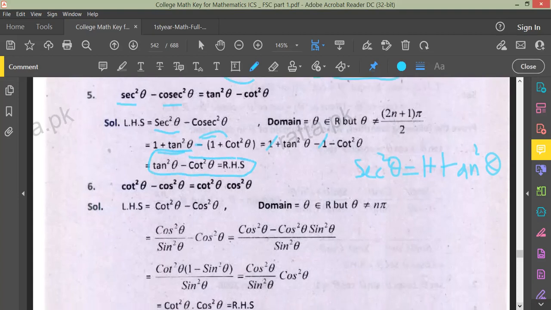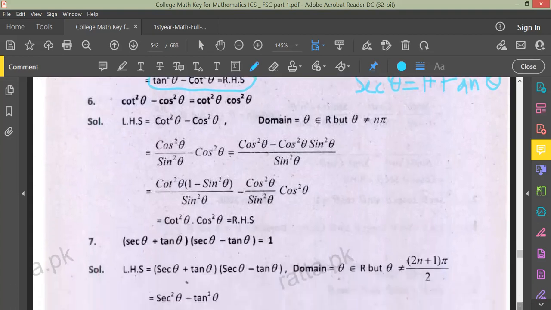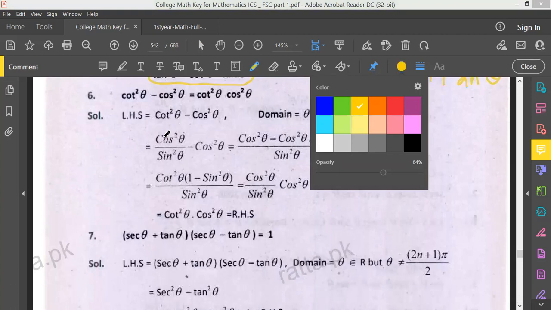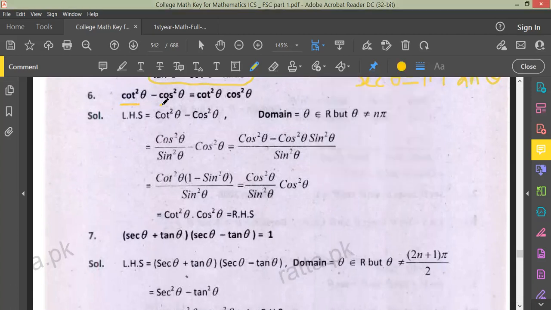After question number 5, we will discuss question number 6, which is written as cot square theta minus cos square theta is equal to cot square theta cos square theta. After taking the left hand side of this question, simply we will write cot equal to cos over sine. So cot square will be equal to cos square over sine square theta. After taking LCM, it will be sine square theta. So this will be equal to cos square theta minus cos square theta sine square theta.